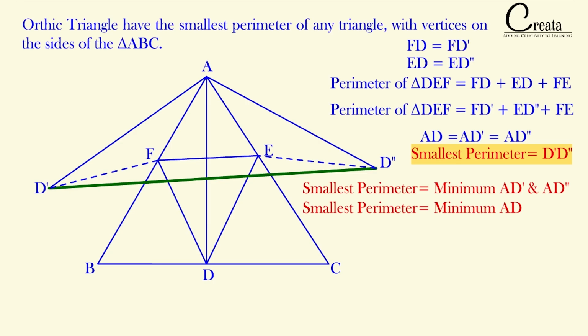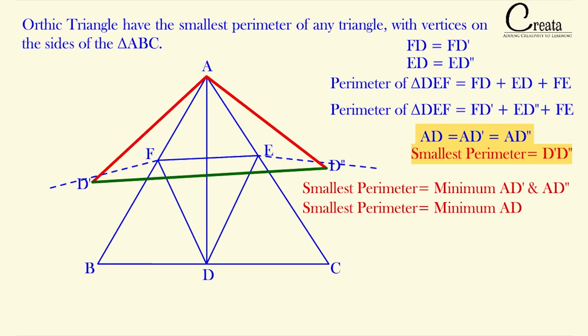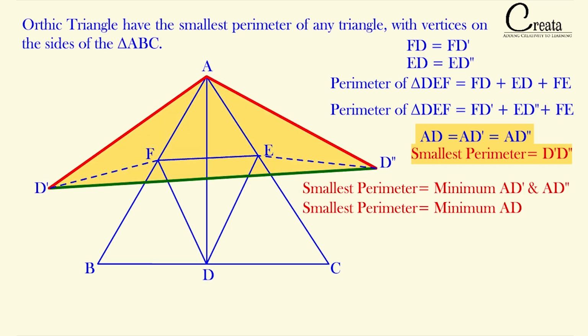And we have also found that D dash D double dash is also the base of an isosceles triangle AD dash D double dash. These two sides of the triangle are equal to each other. The more we will reduce these two equal sides, the more the base, that is D dash D double dash, is reducing. So we understand that for getting shortest D dash D double dash, we have to find shortest length of these two equal sides of the triangle. And these two sides of the triangle are equal to AD. This line segment is the AD.